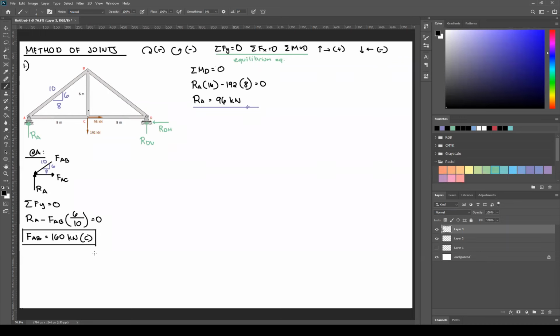If it's away from your joint, then you have something in tension. But since FAB is towards the joint, that's compression. Okay, so that's forces y. Now we can continue on summation of forces x.